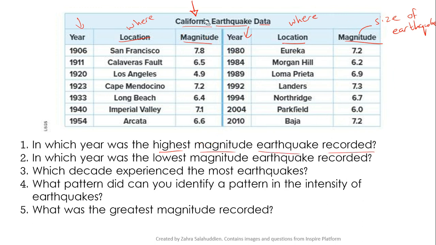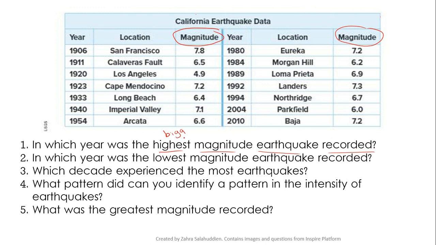I'm going to erase this and we're going to look at how we would read the table. Number one, identify what the question is asking you. They want to know the highest magnitude of earthquake. So you need to find this from this section. They want to know the magnitude. Highest means the biggest. So which number is the greatest?